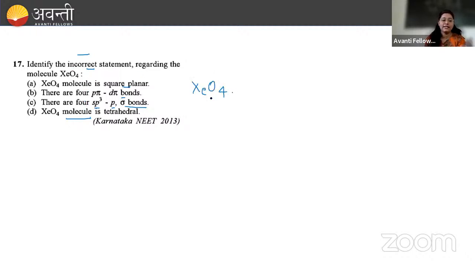फर्स्ट प्रॉब्लम में हम लोगों ने देखा, सेकंड प्रॉब्लम में कैसा होता है स्ट्रक्चर XeO4 का? Yes, its structure is actually square planar. So this is correct. There are 4 p-pi d-pi bonds. Yes, this is also correct statement. Okay, you can see the structure of this. Okay, यहाँ पे आप लोग देख सकते हो, ठीक है?